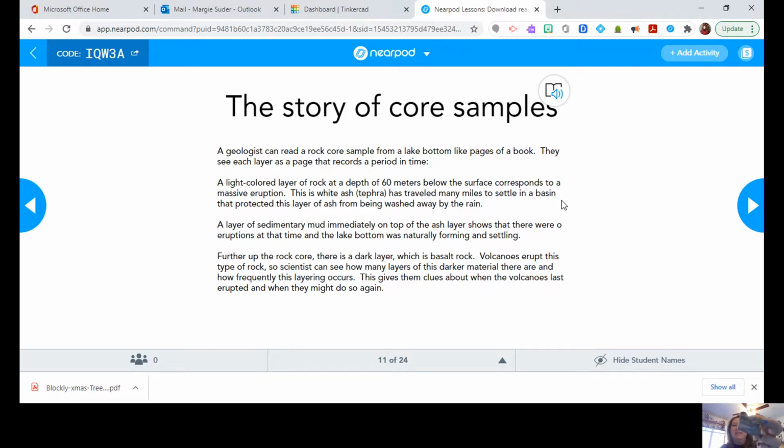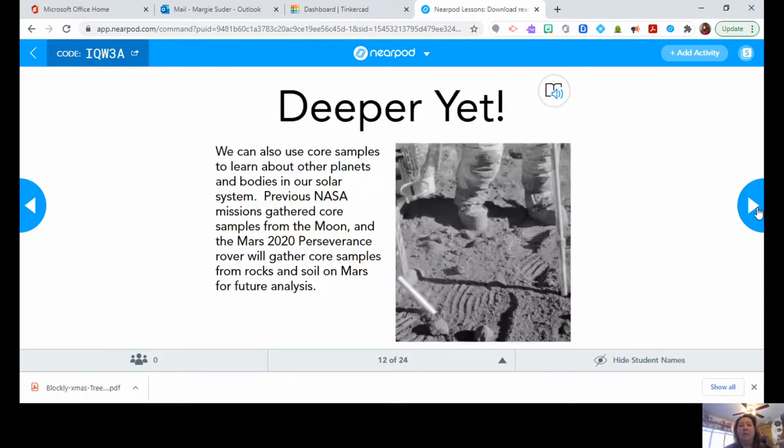Okay, now if I see further up in the core sample that there's some dark, which in this one I have, this is some basalt rock right in here. And when volcanoes erupt, this is the type of rock that they put off. So scientists can see that many layers of the dark material tell me how frequently that volcano must have erupted and how far back in the past. So this gives me clues about when the volcano last erupted and may help me predict when it might erupt again. So they're looking for the rocks to tell us the story.